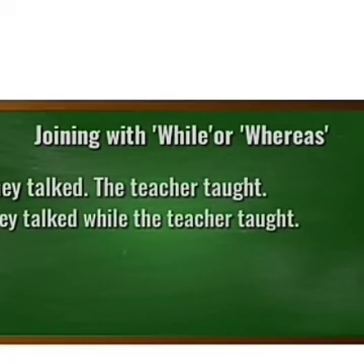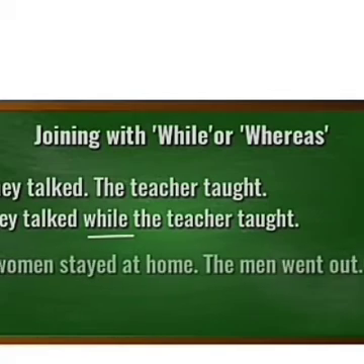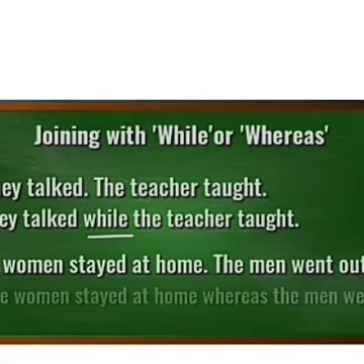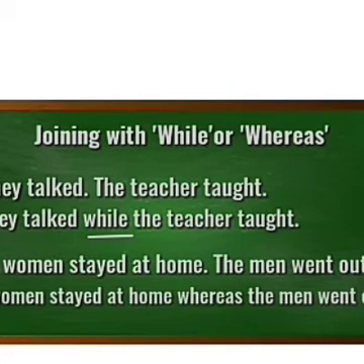Now you can join sentences by using "while" or "whereas". When two actions go together: they talked, the teacher taught. See, two actions are going at the same time. They talked while the teacher taught. And: the women stayed at home, the men went out. The women stayed at home, whereas the men went out.